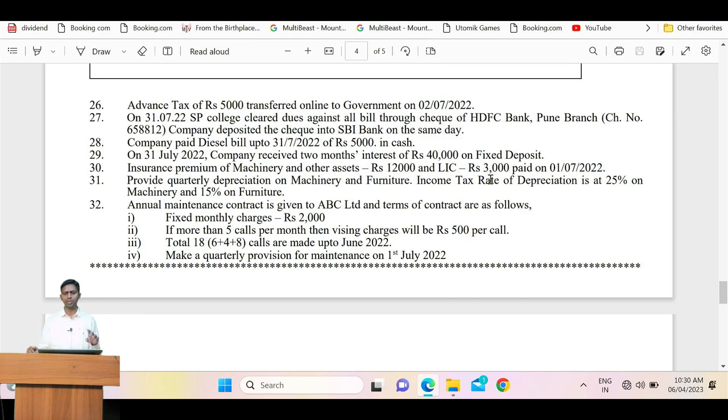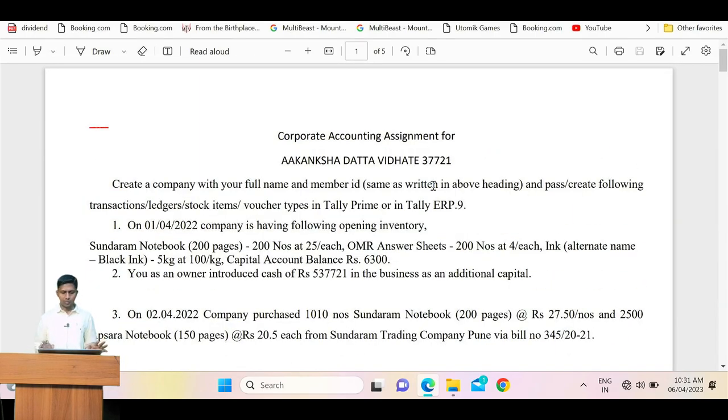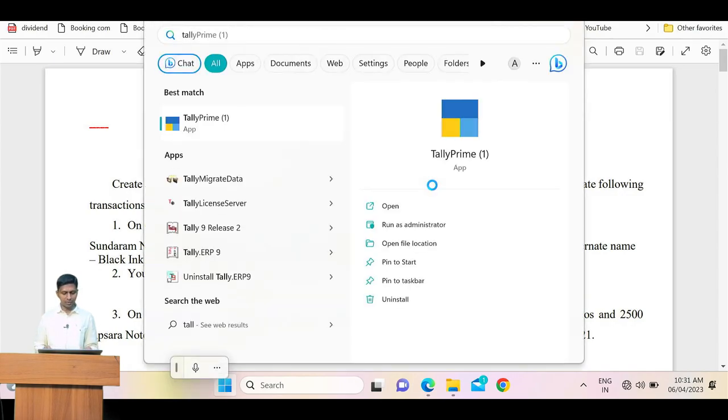Provision, how to pass provision? That we have already seen while passing the electricity bill provision entry. Now moving ahead, I think what the assignment is all about must be clarified. Now actually we'll solve that assignment with the help of Tally software.